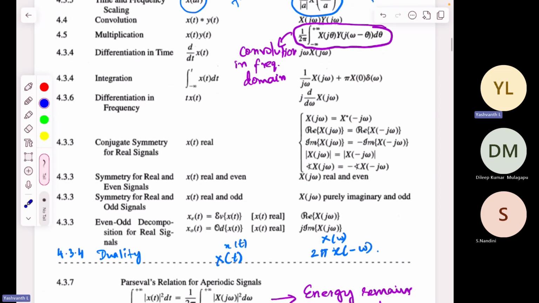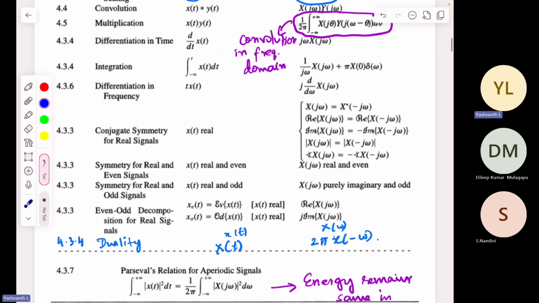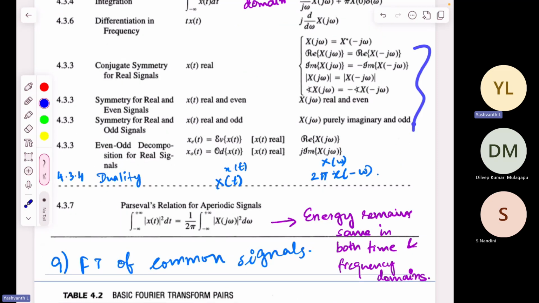Then there are some summarized properties. If x of t is real, then how will the Fourier transform look like? This is basically the conjugate symmetry. In this book, they have dealt with it a little more in depth. What happens is the real part of x of omega and the imaginary part of x of omega. See, this is what we said just above, that if x of t is real, then the magnitude spectrum will have even symmetry, but the phase spectrum will have odd symmetry. All these things we said. You can read this book or this chapter or this table in the book for more details.